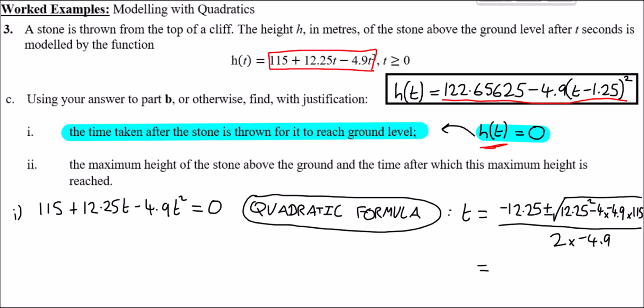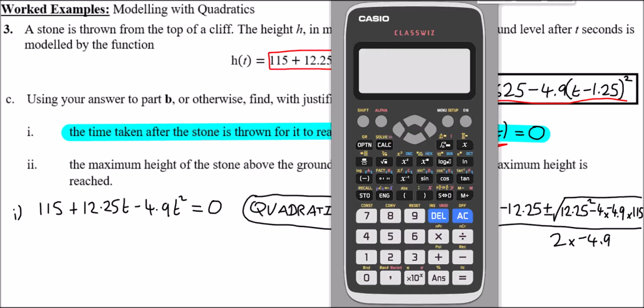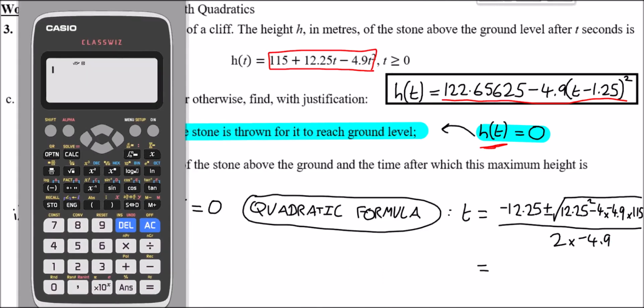And so if we calculate this now on the calculator, we're going to have as a fraction minus 12.25, oops. Let's try plus first, so plus the square root of 12.25 squared minus 4 multiplied by negative 4.9 multiplied by 115. All of that divided by 2 lots of negative 4.9.